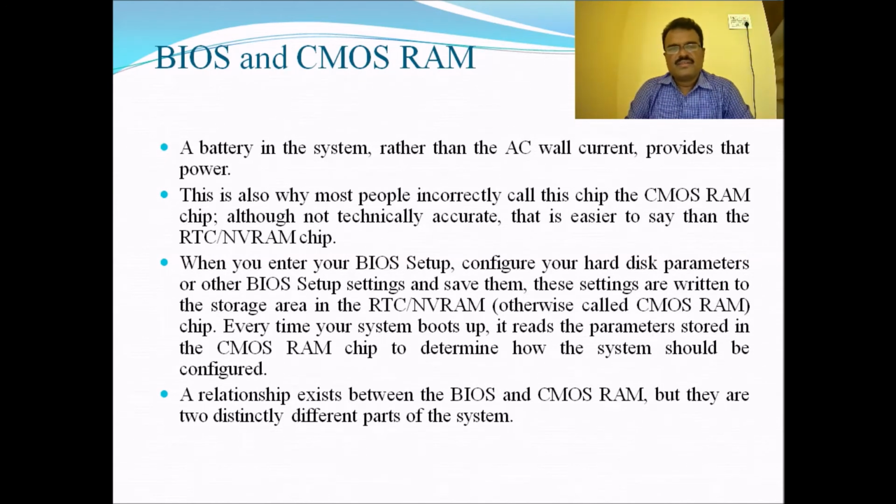When we enter the BIOS setup, configure hard disk parameters or other BIOS setup settings, and save them, these settings are written to the storage area in the RTC chip, otherwise called CMOS RAM. Every time the system boots up, it reads the parameters stored in the CMOS RAM chip to determine how the system should be configured. A relationship exists between the BIOS and CMOS RAM, but they are totally distinct parts of the system.